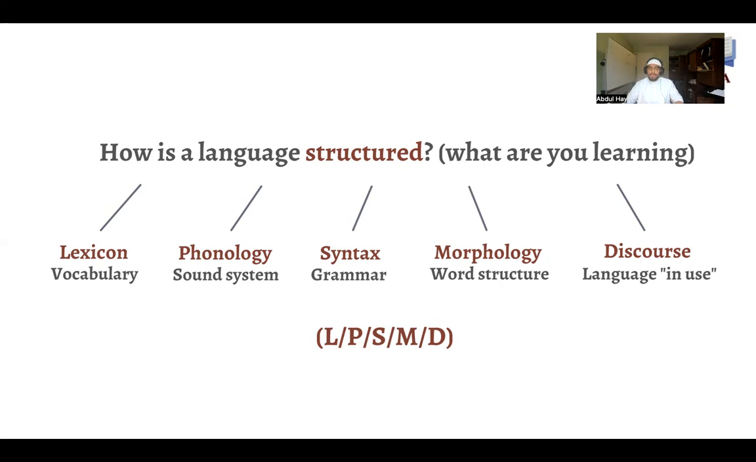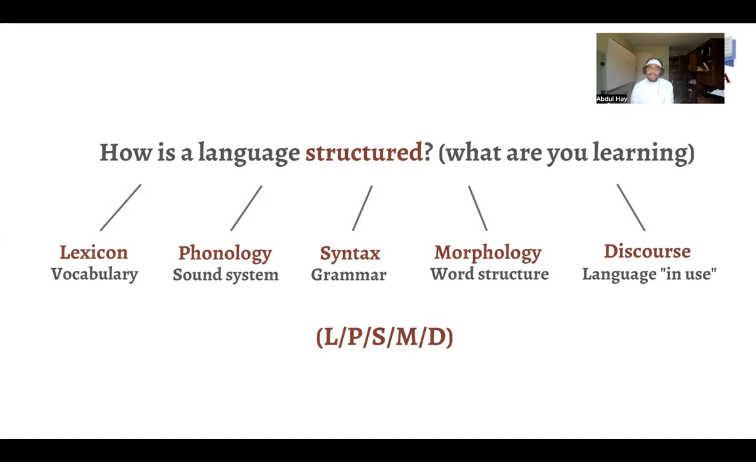And finally, we have discourse, which is language use. So, language above the sentence. How does someone actually put different sentences together to make up a speech, and how someone uses that language in a discourse fashion. So when you put all these 5 things together, you get the structure which makes up a language.